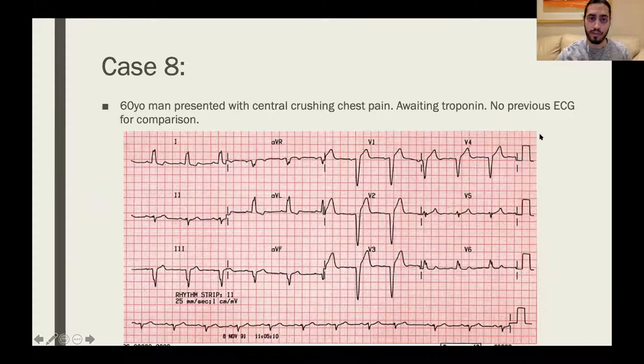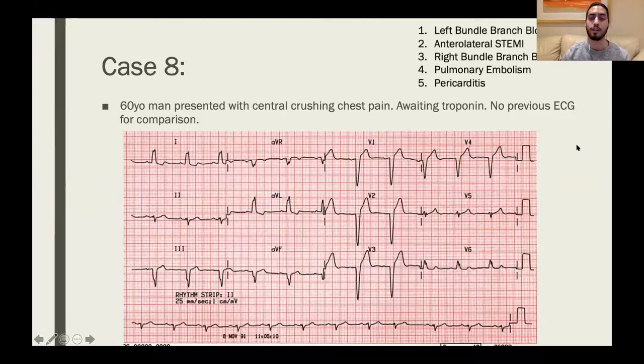But at the end, there's a few more ECGs that we can look at with that as well. So case 8, 60-year-old man with central crushing chest pain, awaiting a trop, no previous ECG. Have a look at this ECG, I'll give you a bit of time. What do you reckon is happening? What's the diagnosis? There are your options.